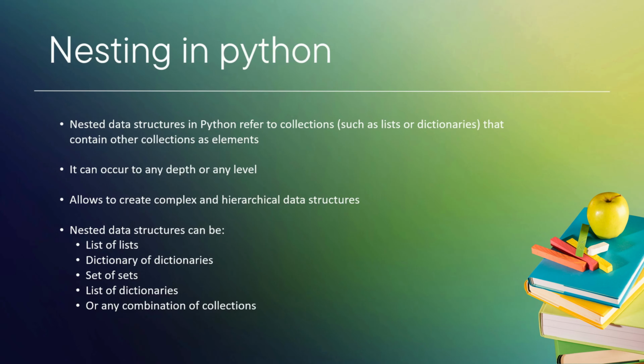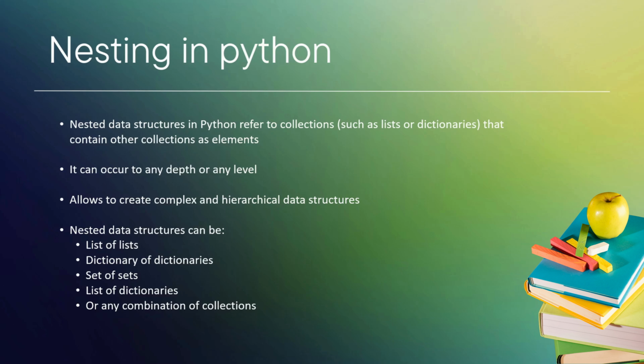So what is nesting? Nesting in Python basically refers to structures that contain other structures. For example, a nested data structure, a list, could also have a list within itself. Like the first item of a list could be another list in itself. So this is nesting. We've already seen one small example in one of the previous lectures, but we will go into detail. So nesting can occur at any level or any depth.